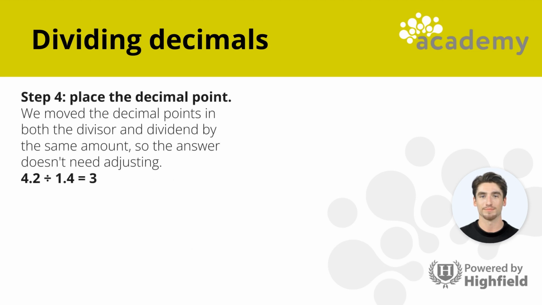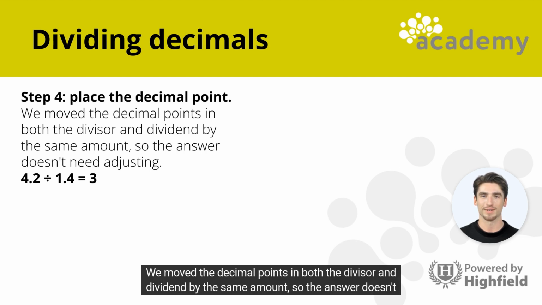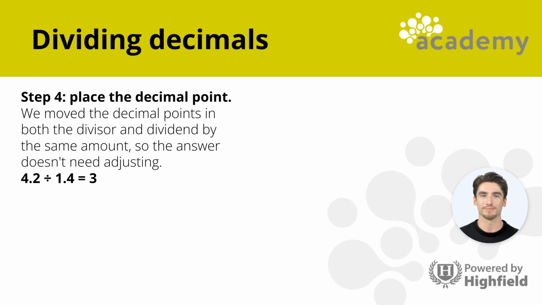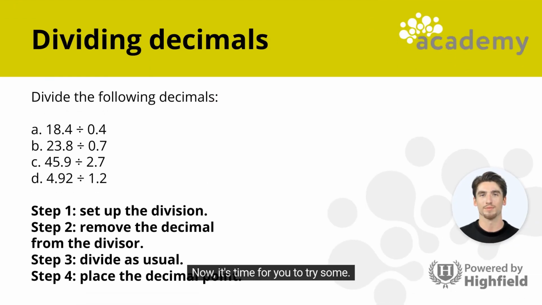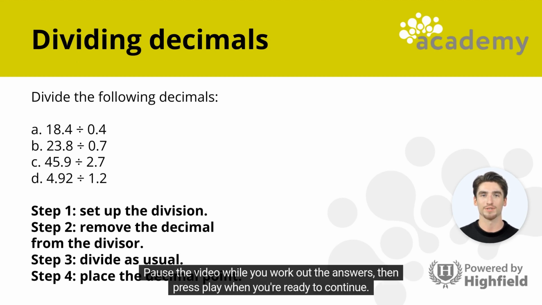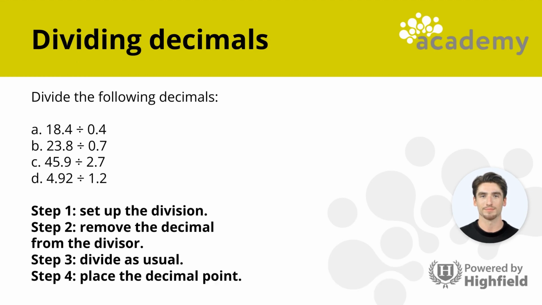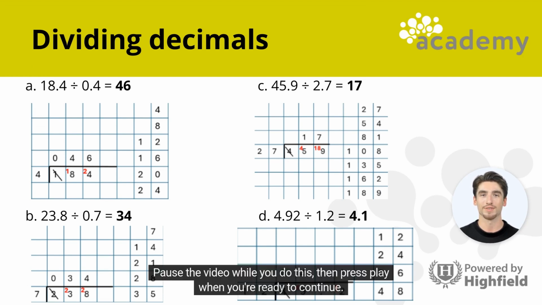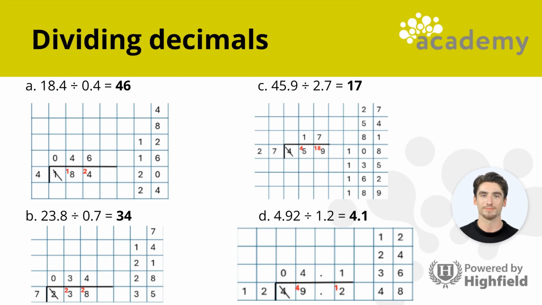Step 4. Place the decimal point. We move the decimal points in both the divisor and dividend by the same amount, so the answer doesn't need adjusting. So, the answer to 4.2 divided by 1.4 is 3. Now, it's time for you to try some. Pause the video while you work out the answers, then press play when you're ready to continue. Let's check our answers. Pause the video while you do this, then press play when you're ready to continue.